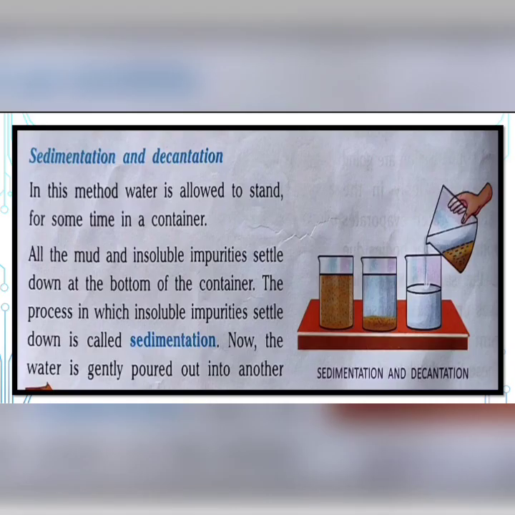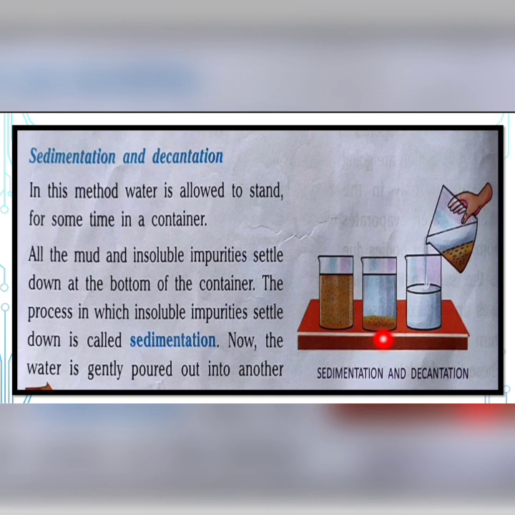Let us know about them one by one, starting with sedimentation and decantation. How is it done? It is clearly shown here in this picture. In this method, water is first allowed to stand for some time in a container. Water is kept undisturbed. Then all the mud and insoluble impurities settle at the bottom of the container as shown here. The process in which insoluble impurities settle down is called sedimentation.